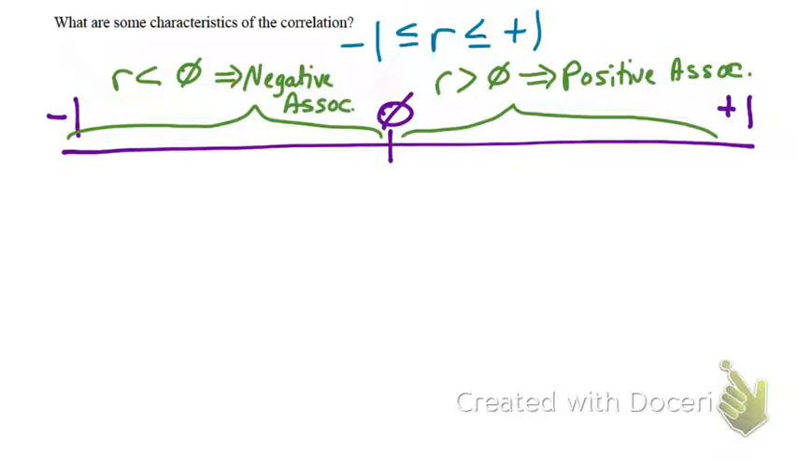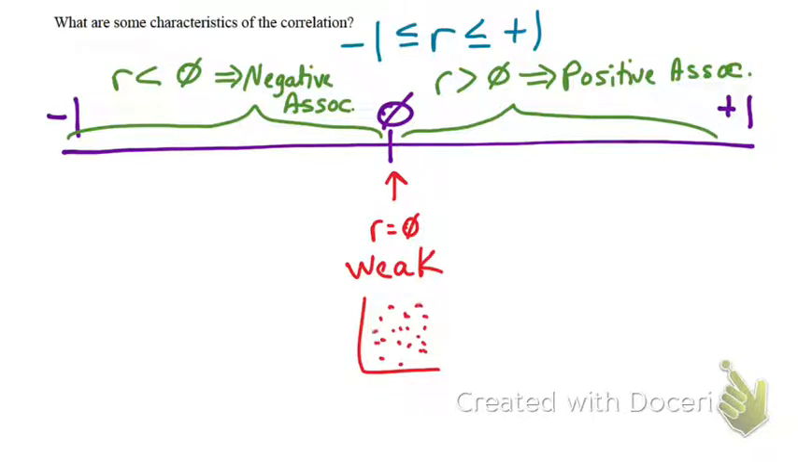Here's where it starts to get a little bit different than what maybe you're used to. So what does it mean if r equals 0? We've already talked about the direction, but what is the strength? What does it mean if r is 0? Very weak association. In fact, it's probably so weak, it looks just like a bunch of dots scattered all over the graph with no general direction. So r, the number for r, is telling you how strong it is. The sign of r tells you the direction.